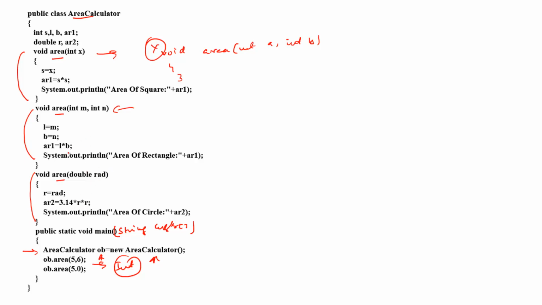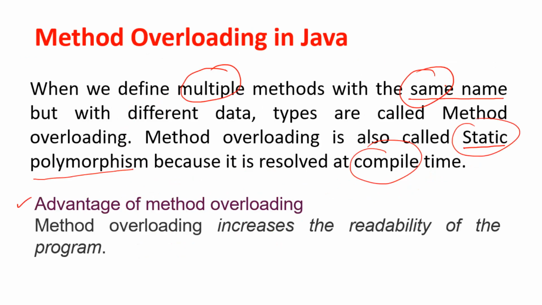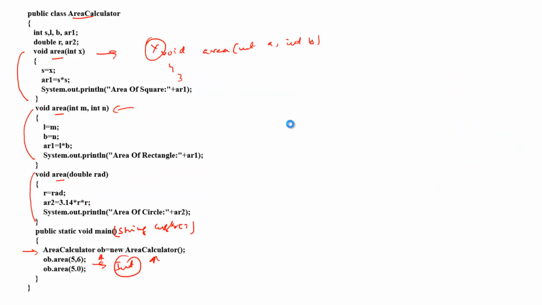Okay, now here the area, here another area, another area. So the name is the same here, as I have defined the method here with the same name. You see the same name but different data types, passed as a parameter or as a signature. So here int x, int m comma int n, and see the difference: here two data types, similar types, and here one parameter but a different data type.